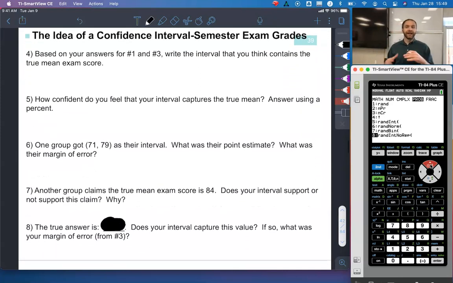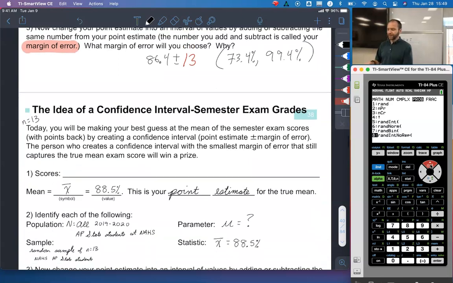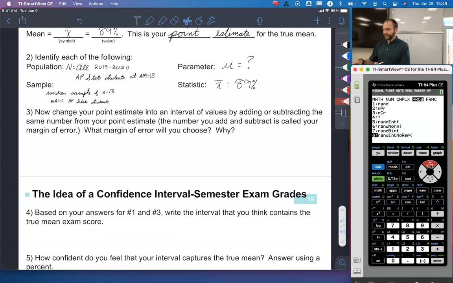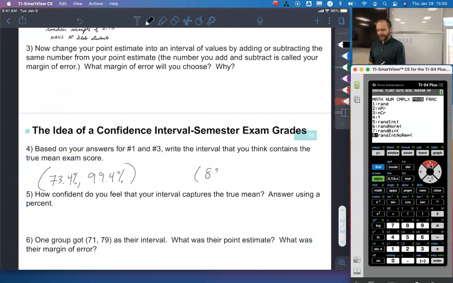Based on my answers in 1 through 3, write an interval that you think contains the true mean. So I had 2 of them. I had 83.5, 93.5, and I had this one. So I'm going to write down both. Boom. And then I had 83.5 to 93.5. Those are my 2. So if I'm looking at this, one of them has a net that was 26 from interval to interval, a margin of error of 13. One of them had a margin of error of 5, a net of 10.